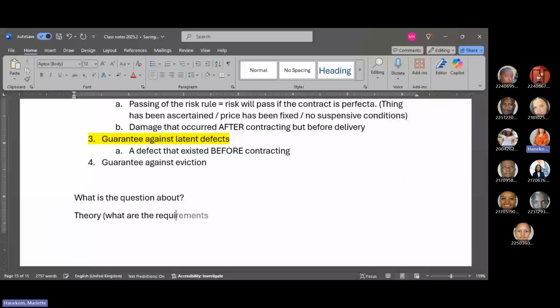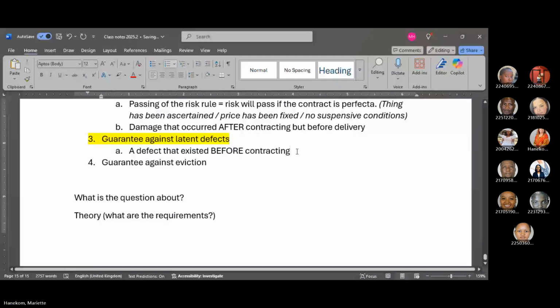What are the requirements? So what are the requirements for the passing of the risk rule? There they are. Just type them out there. Or alternatively, I'm not going to type them out now. What are the requirements for a latent defect? They are in the study guide. You get marks for listing the requirements. And then you apply.